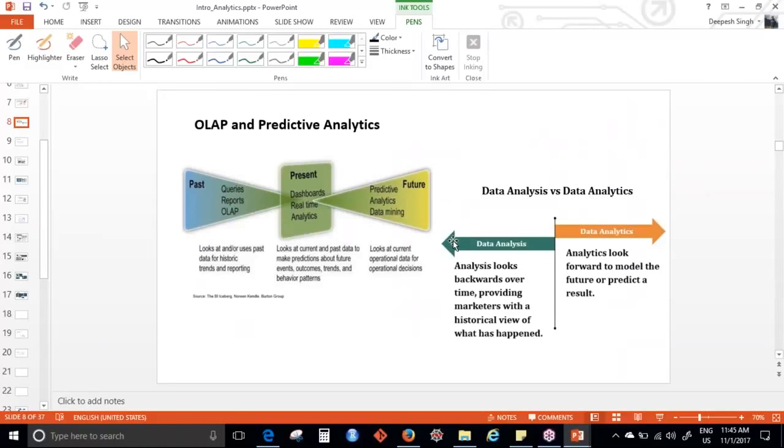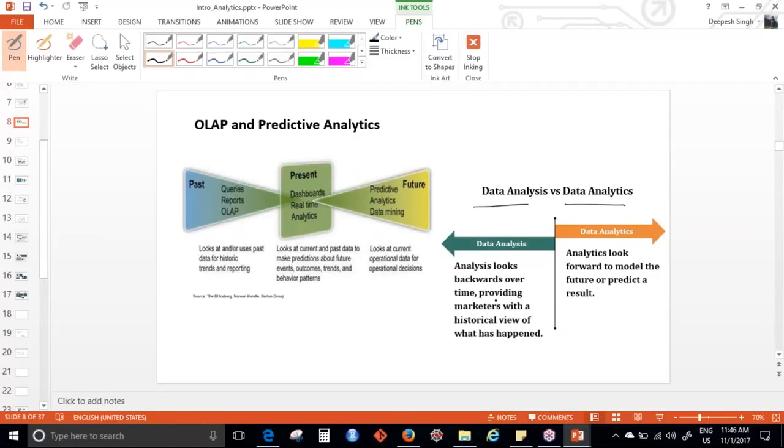Okay, so I have already explained this slide. Just one thing, on the right hand side, what you see is something which you can relate to better. So what is data analysis? You would be doing business intelligence and normal data analysis. What is the difference between data analysis and data analytics? Data analysis looks backward over time and provides a historical view of what happened.